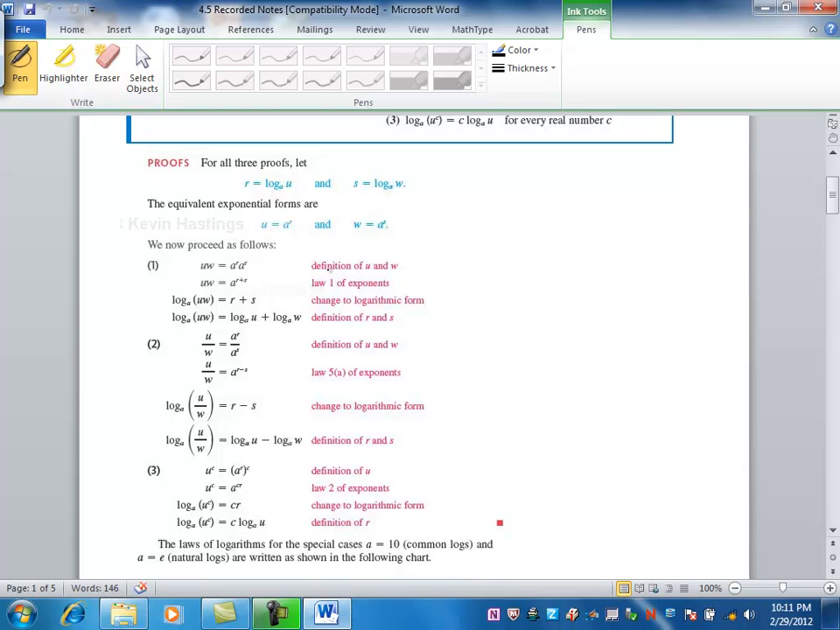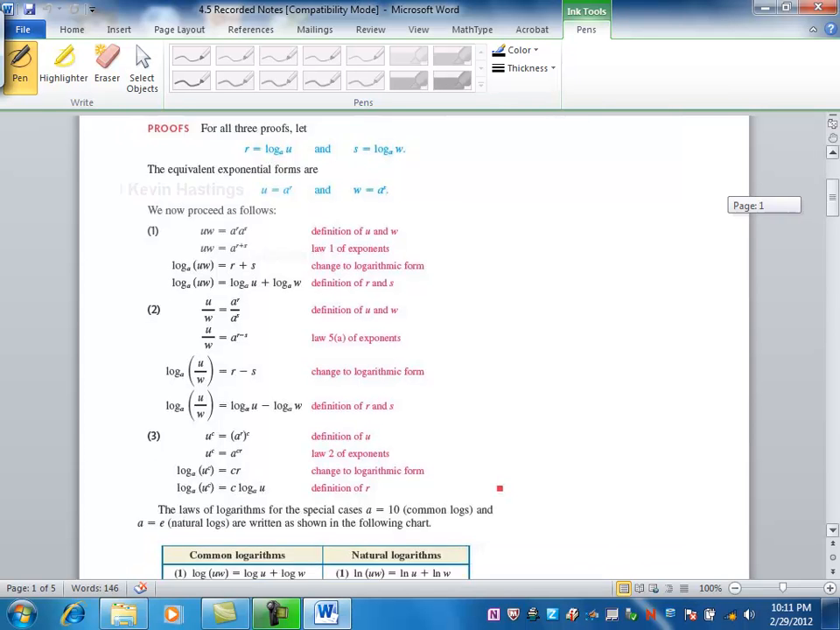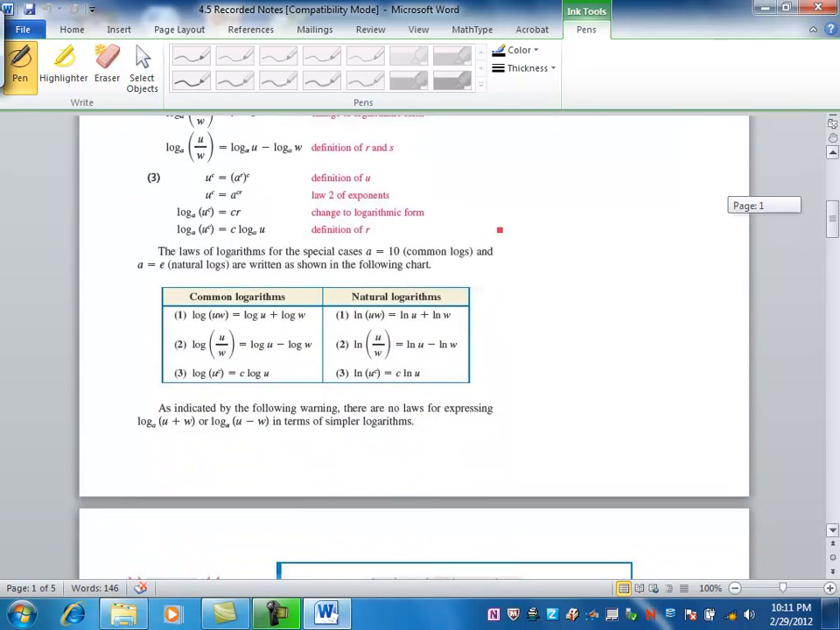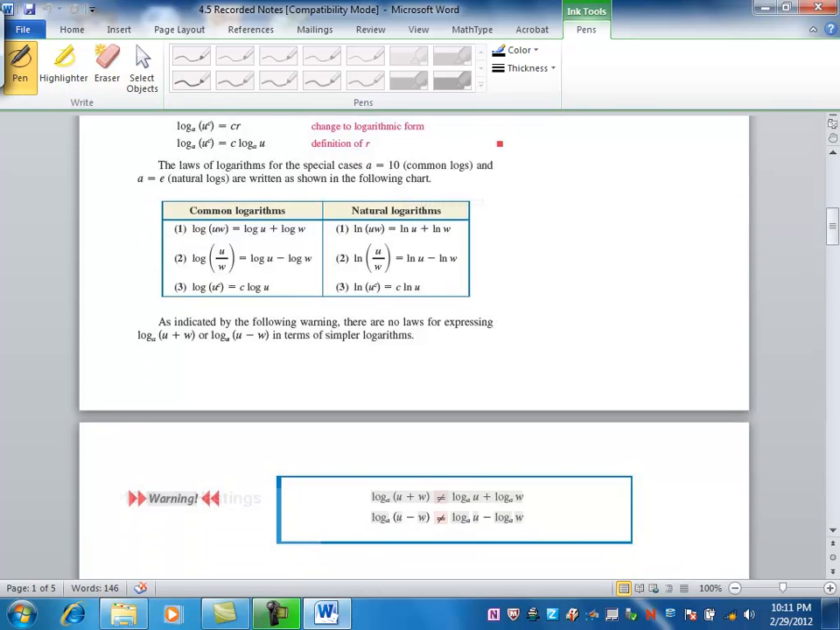I'm not going to take the time to walk you through proofs 2 and 3. Please kind of read through them. If you have questions about how they work out, why, let me know, and we'll certainly talk about them in class. Be more than happy to do that. The rules for common logs work the same as the rules for natural logs.